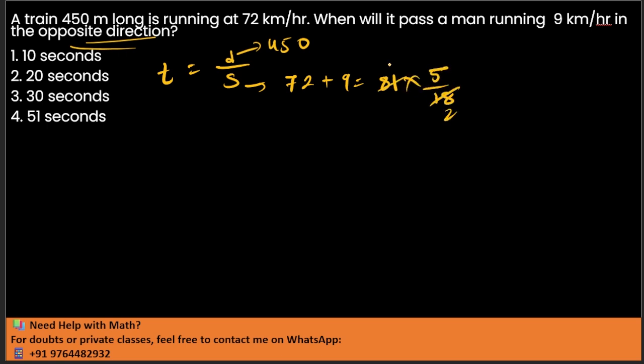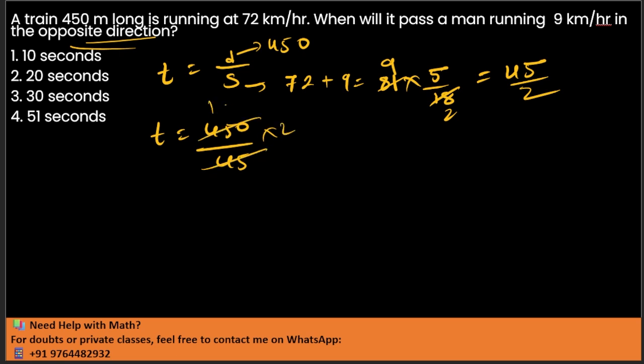So we have to convert it by 5 upon 18. 9 times, so it is 45 divided by 2. So time is equal to 450 divided by 45 by 2. This 2 will come here, so multiply by 2, 10 times 2 is 20. Option 2. Well, let's move ahead.